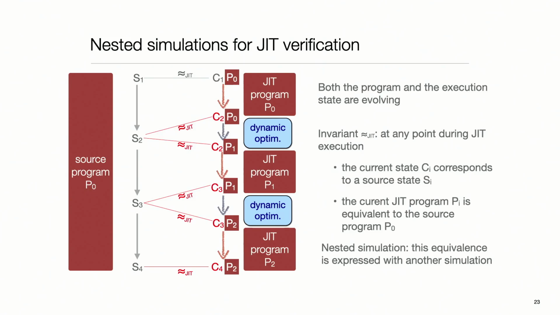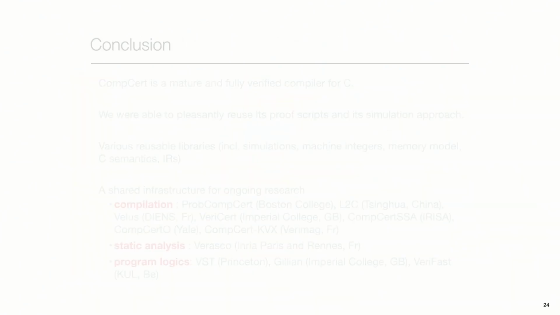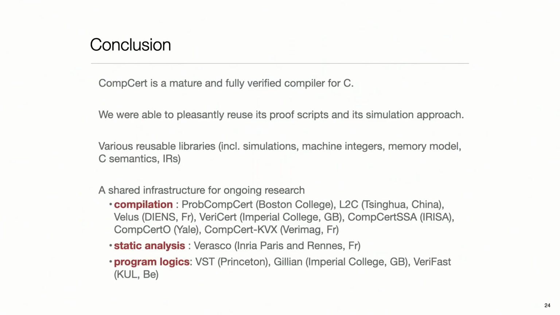This was especially interesting because the JIT compiler also reuses the backend of CompCert in order to generate more efficient code. So it reuses the optimizations of CompCert, and so the simulation techniques. To conclude, CompCert is a mature and fully verified compiler for C. We were able to reuse its simulation approach, which is very powerful and which we could adapt to other situations than just static compilation.